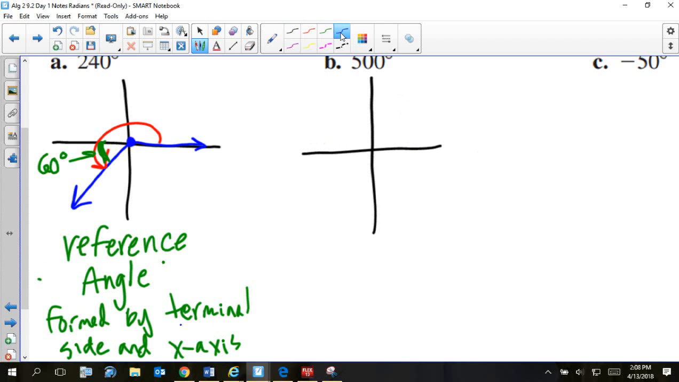So 500, we're going to begin with an initial side. And then if I rotate all the way around, that's only 360. And if I go 90 more, that's 450. 500 more is going to be 50 degrees past a 90. To show that, you're going to show all the way around, and then we're going to swirl it a little bit further till you get to your terminal side. So I can see which way it rotated. I can see it went around more than once.